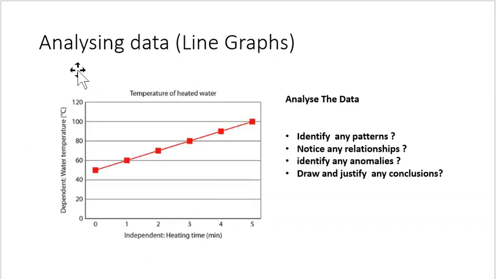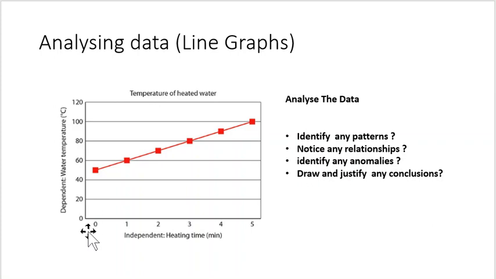So again, another way to analyze data is, instead of putting it as a bar chart, you can put it in as a line graph. Okay, so this is a line graph. Along the horizontal is the x-axis, and along the vertical is the y-axis. Again, it's always a good idea to have a heading. It tells you what the data is about. So this is the temperature of heated water.